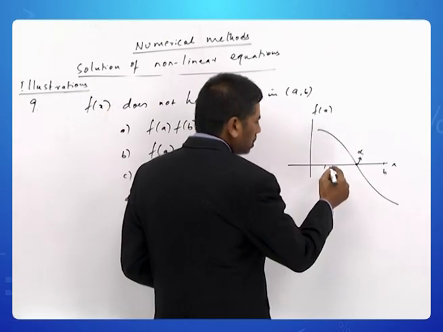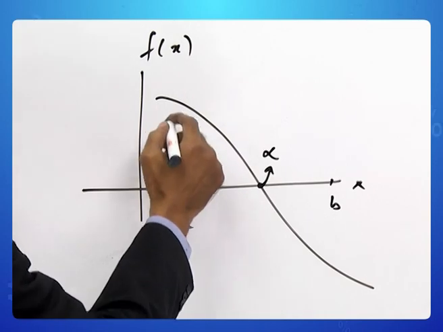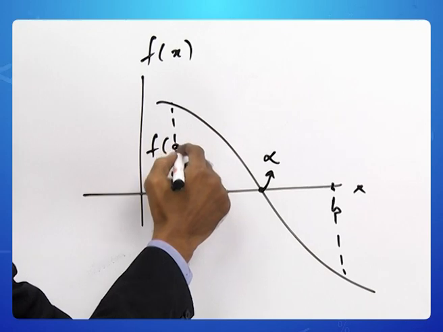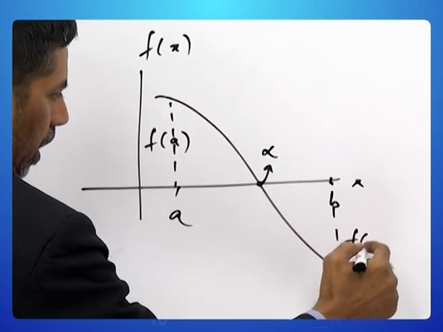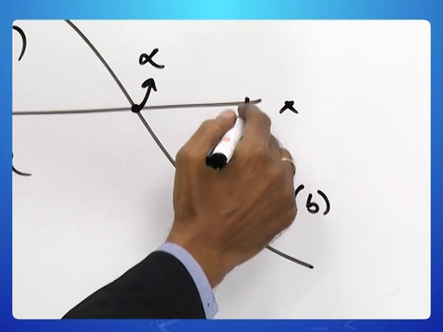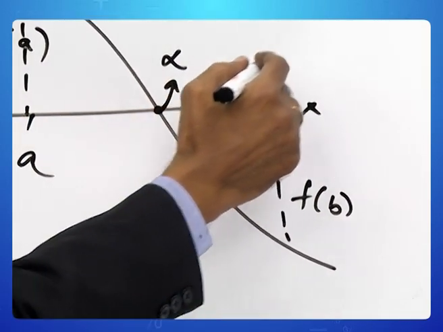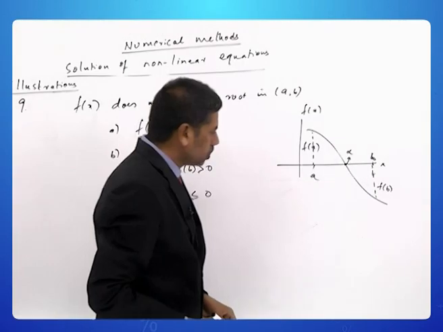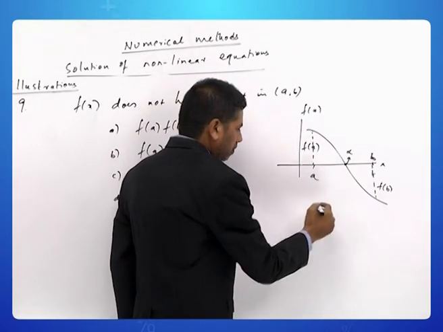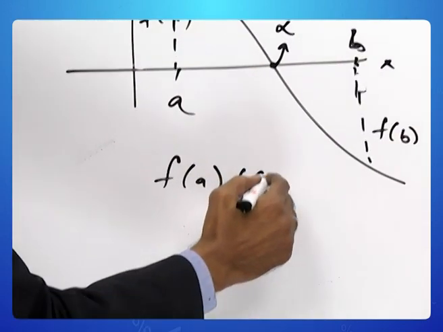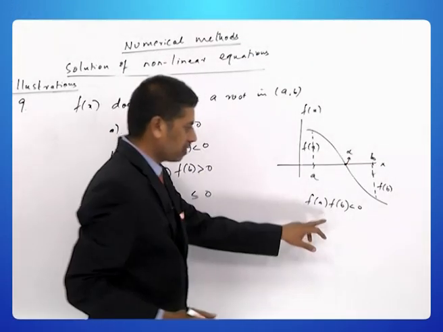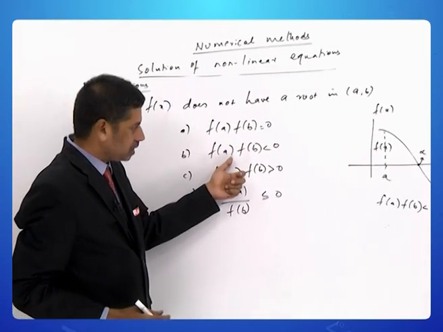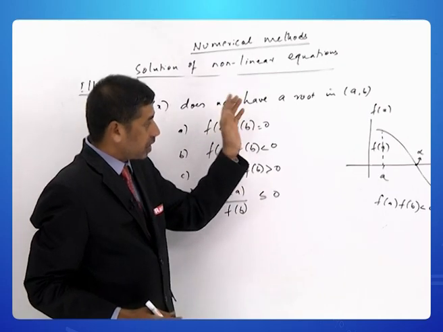We say that the root lies in the interval (a, b) if the value of the function at x equal to a and the value of the function at x equal to b have opposite signs. So this is positive, this is negative. If the root lies between a and b, this condition should be satisfied. So option B would have been correct if he says the root lies in the interval.